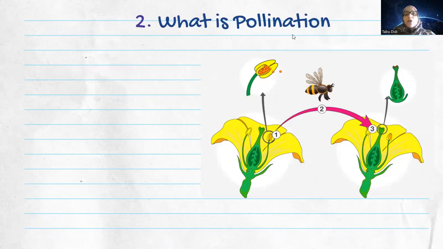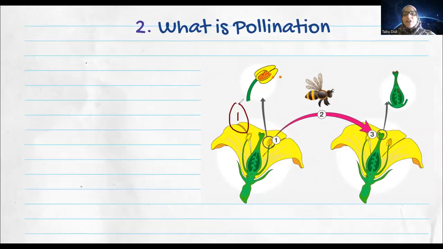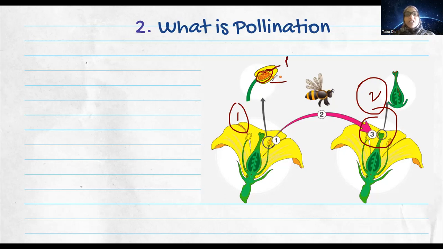As you can see over here, simply what we mean by pollination is transfer of something from plant 1 to plant 2. Yes, so what is getting transferred? You can see over here this part of the flower. It is the anther. So transfer of pollen grains. I'm so sorry, the anther consists of these pollen grains, which carry the male gametes.